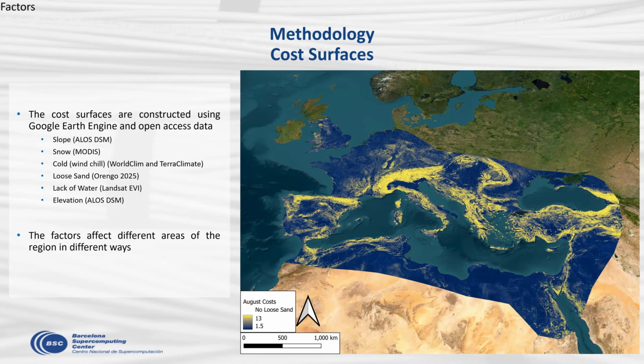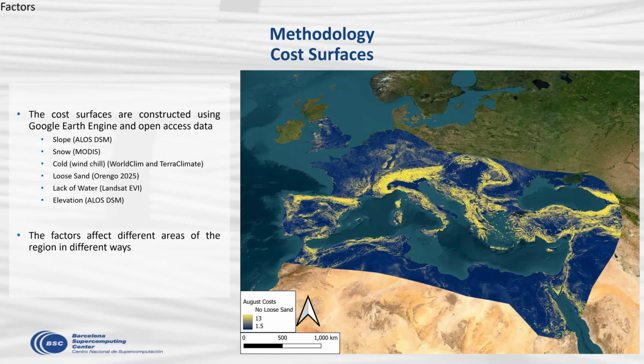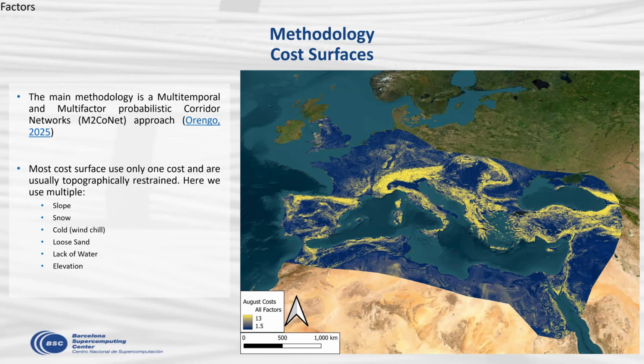We have here the cost surface for August, and this is without the loose sand cost. But if you look at this one, that's all the factors. So you can see most of the map doesn't really change, but in the south, in these desert areas in North Africa, you can see the cost increases with adding that. That's just the difference of adding these different factors. We get different regions affected in different ways.